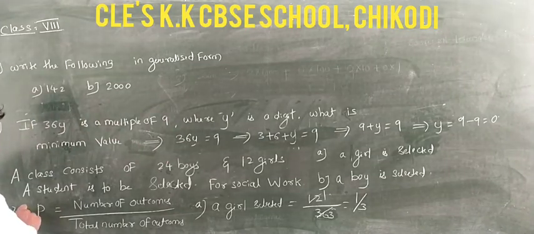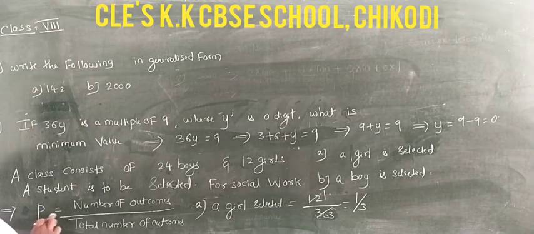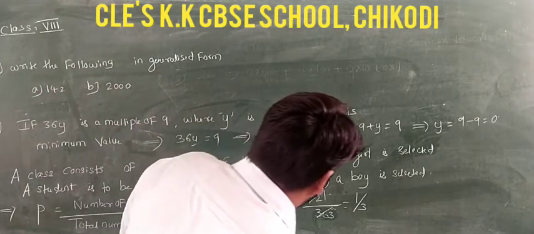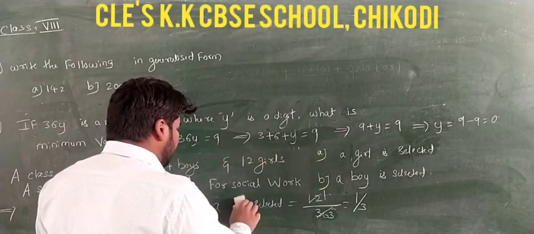Similarly, for the second one, probability is equal to number of outcomes divided by total number of outcomes. The second one is a boy is selected, B1.